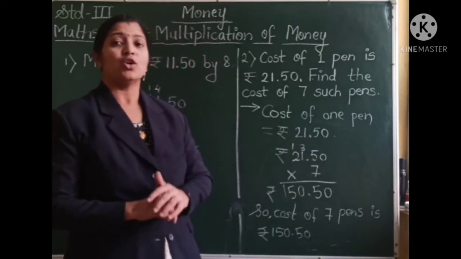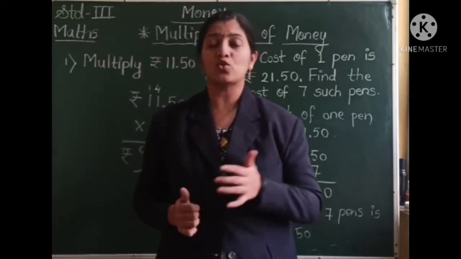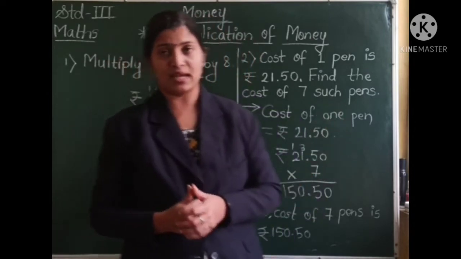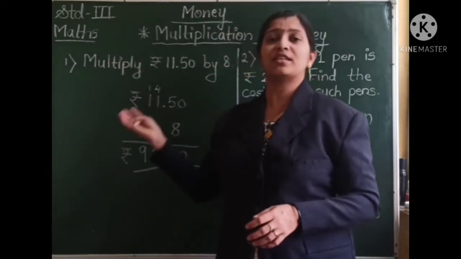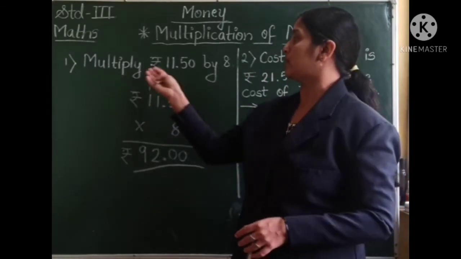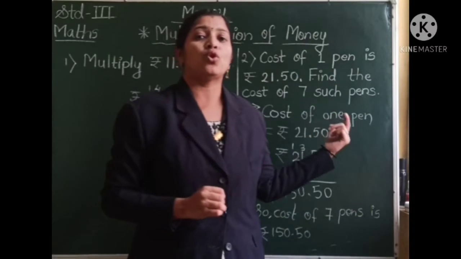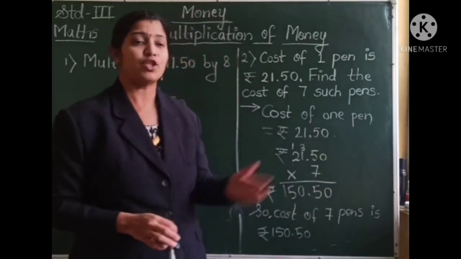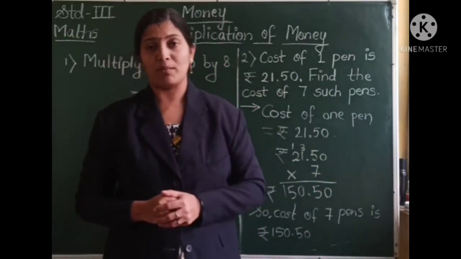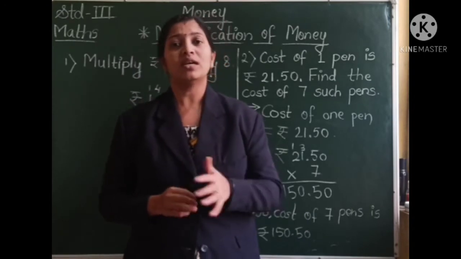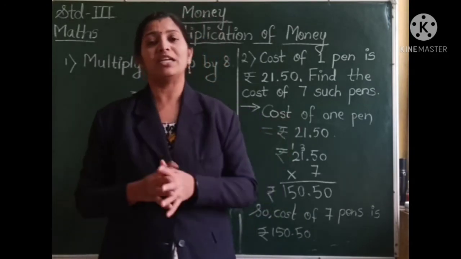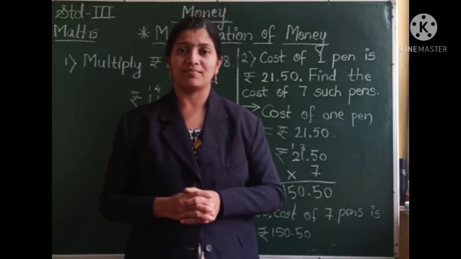multiplication of money. So exercise number 3 is totally based on all such examples. Some examples are given in this format. Directly they will tell you to multiply some such amount with some number, and 2 or 3 word problems are given which you have to solve in this format. So you can easily solve the exercise which is based on multiplication of money.